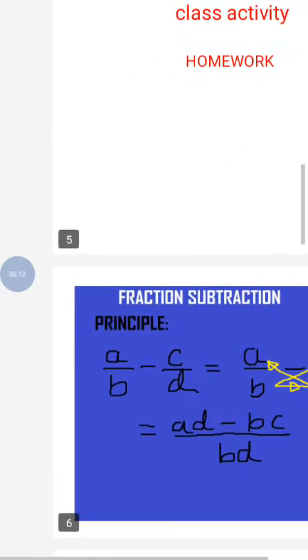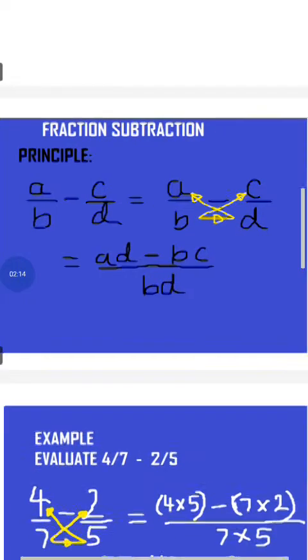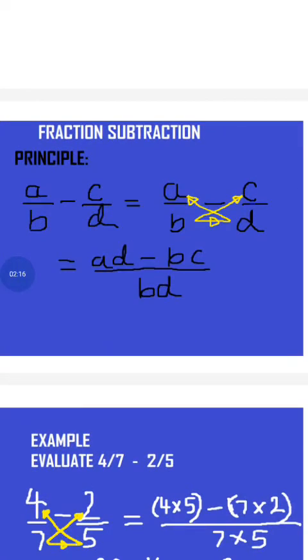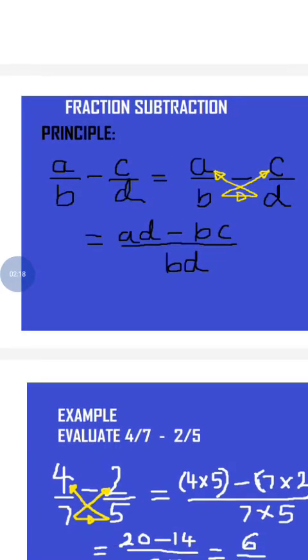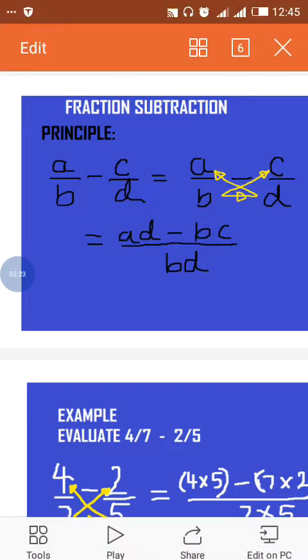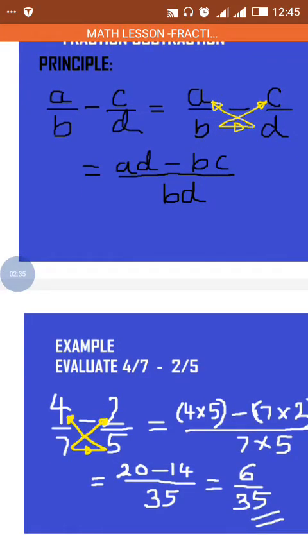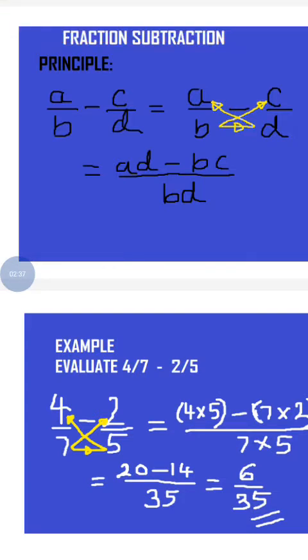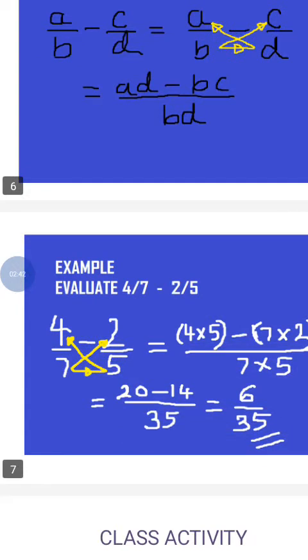So we move straight to the second part of today's class, which is fraction subtraction. And fraction subtraction has a principle that looks exactly like that of fraction addition, which is a over b minus c over d. The only difference is the negative sign. So just multiply the numerator of the first fraction by the denominator of the second fraction. So ad minus, then if you just follow the bob symbol, b times c, which is bc, over b times d, which is bd.